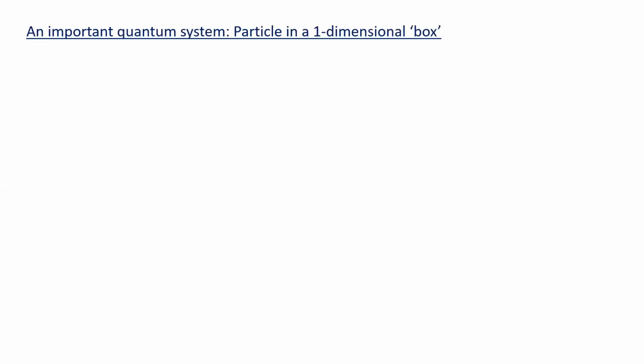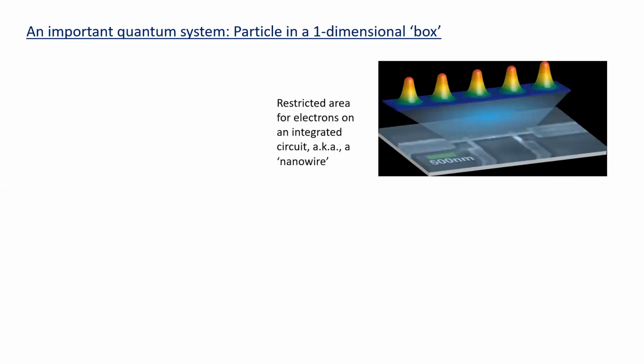We'll close with an important quantum system, the particle in a one-dimensional box, just to give a definite example, the first example of using this wave function. So here's a specific example. There's a restricted area. This is an integrated circuit, as you can kind of guess from the picture, of very small size. And there's a restricted area for electrons on this integrated circuit, which is this little line here, which we can call a nanowire. Nano because it's nanometers, and wire because it's long and thin.